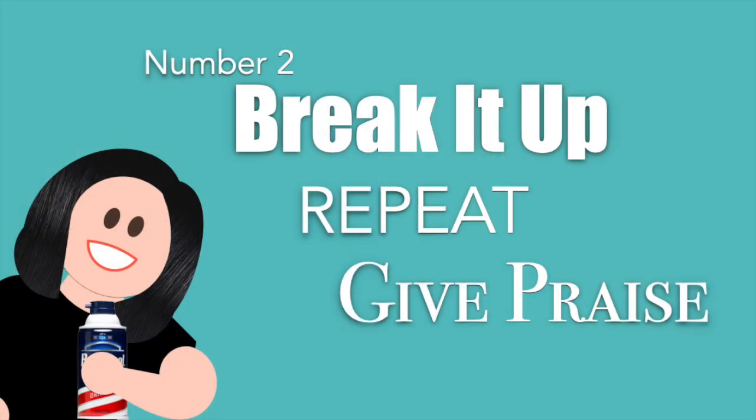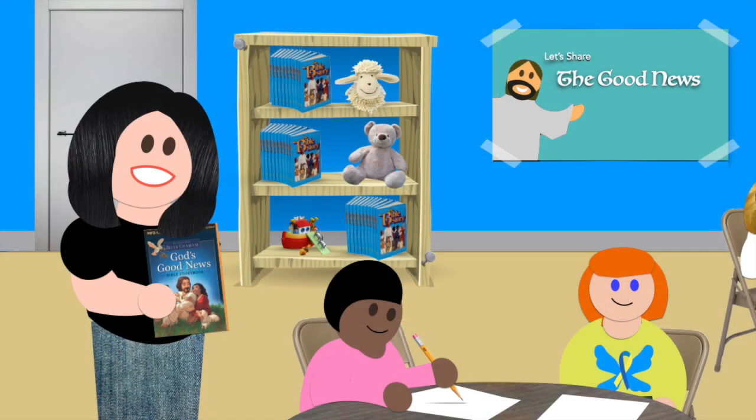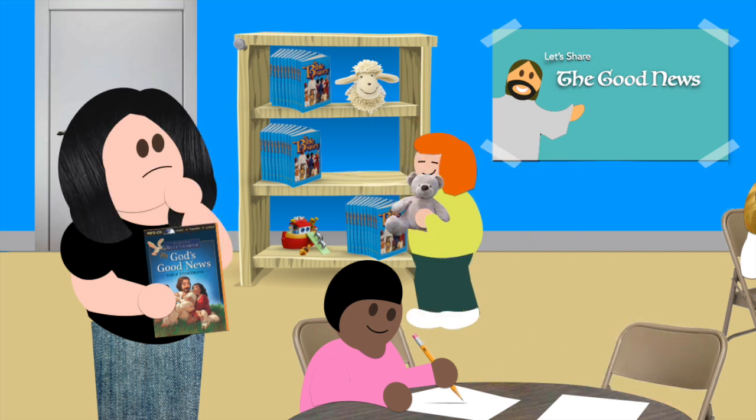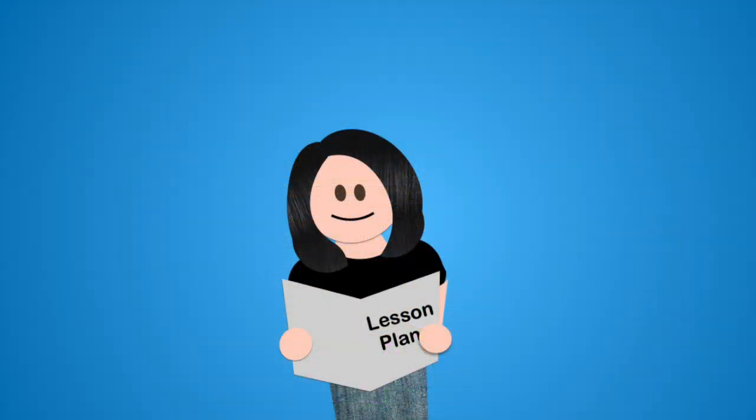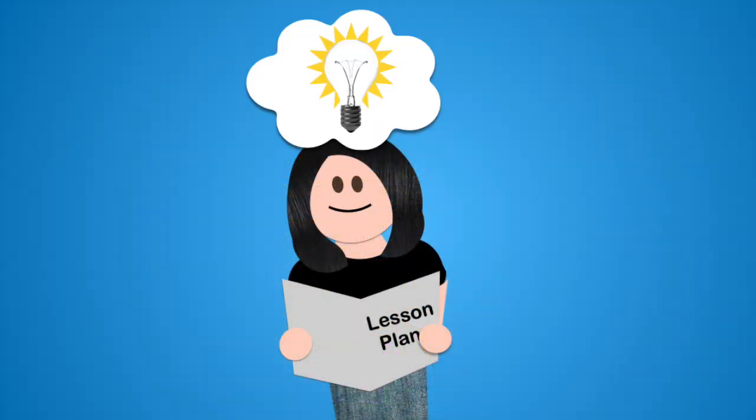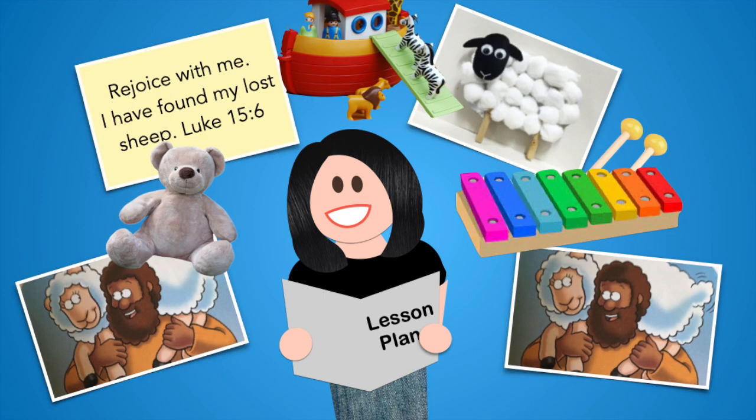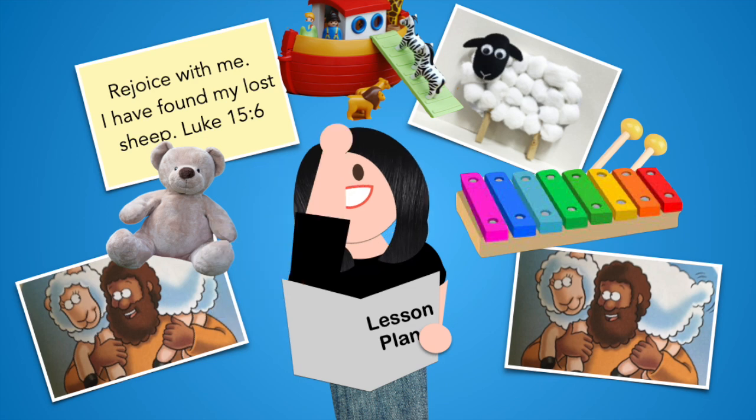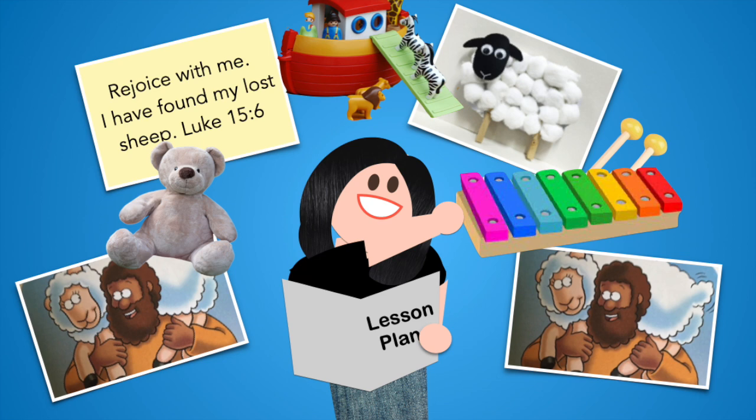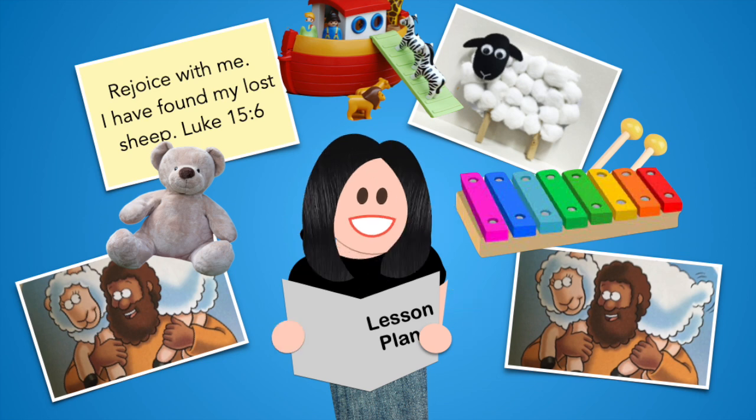Number 2, break it up, repeat, and give praise. Many students who have disabilities also have shorter attention spans, so instead of trying to keep their attention longer, why not make the lessons shorter? Planning for breaks keeps you in control, but it sets the student up for success. It's a win-win. And it could look like this. Start with a short story, then a short break, a memory verse, a break, a craft, a break, and then review the story at the end.